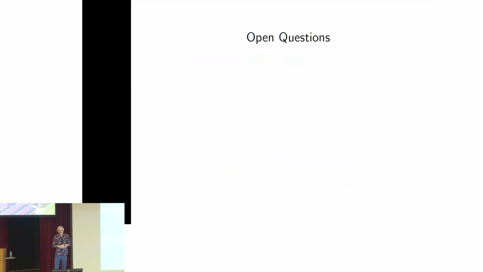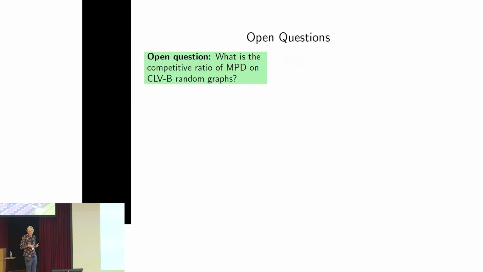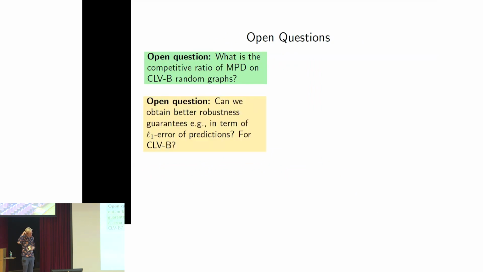So let me finish with some open questions. The most interesting one is what is in fact the competitive ratio of MPD on these CLVB random graphs? It would be nice to resolve this conjecture I mentioned earlier. There's also the other question that I discussed, which is whether we can obtain better robustness guarantees in terms of, say, the L1 error or some other metric.